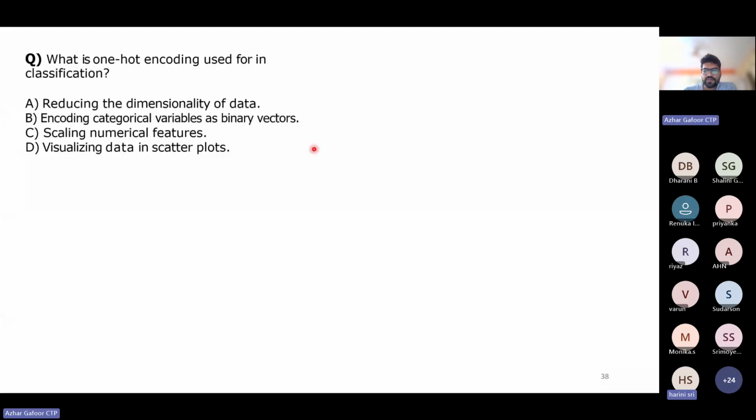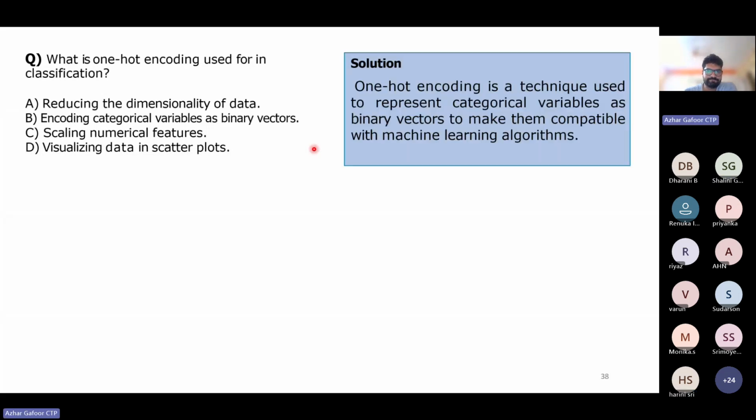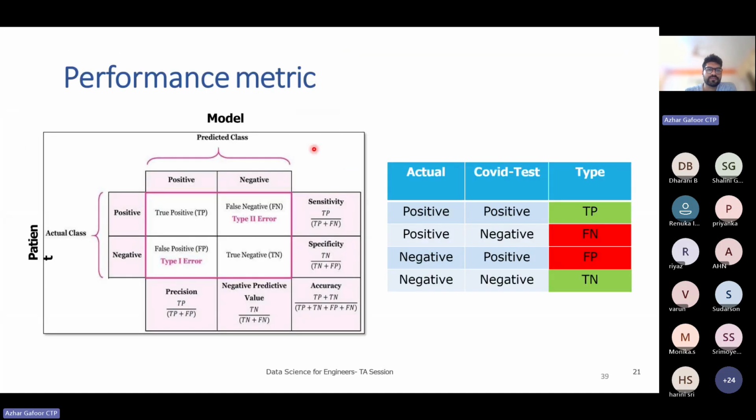If you remember one hot encoding, you can answer it. B. Yeah, B, I think. So one hot encoding, we will convert the categorical data set into zeros and ones. So this is the performance metric that is used for classification, otherwise called the confusion matrix.